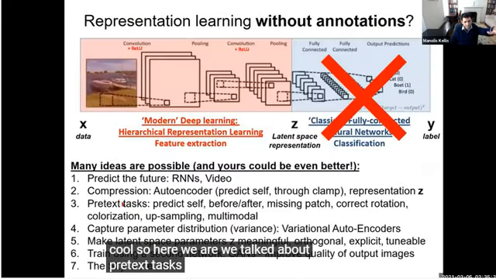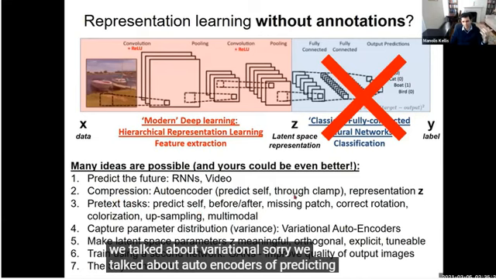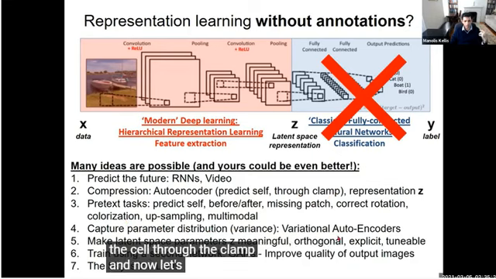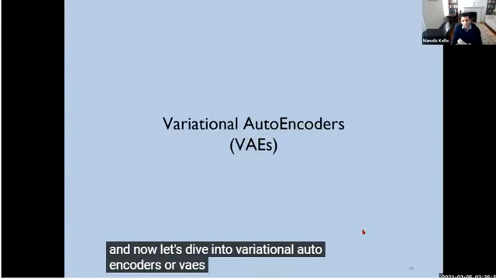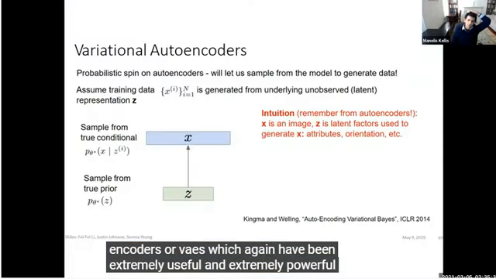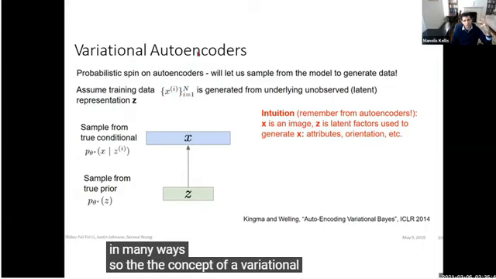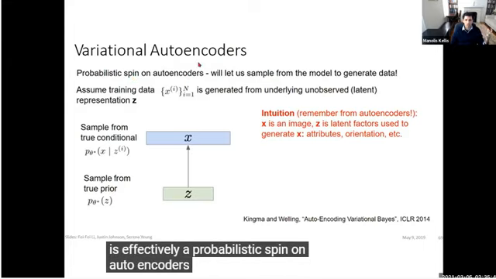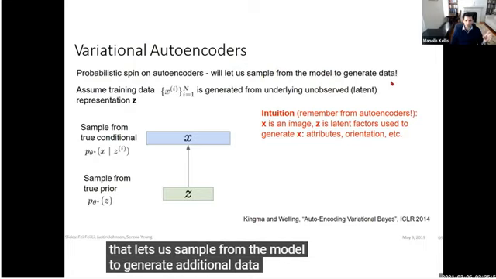We talked about pretext tasks. We talked about autoencoders predicting the self. And now let's dive into variational autoencoders, or VAEs, which again have been extremely useful and extremely powerful in many ways. The concept of a variational autoencoder is effectively a probabilistic spin on autoencoders that lets us sample from the model to generate additional data.